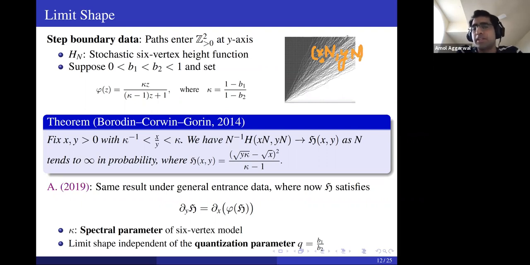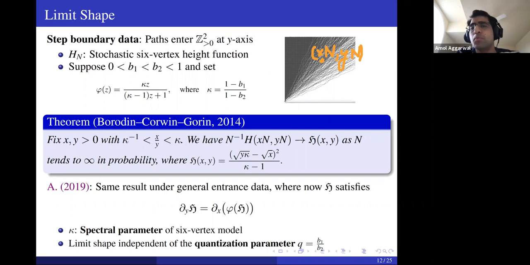And its height function is going to scale like n, because if your coordinate is scaling like n, you can imagine that there will be around n paths to the left and to the right of it. So if I divide that out by n, then it will converge to some limiting height function h of x, y as n tends to infinity. And here h of x, y is given by this explicit quantity, root y kappa minus root x, squared, over kappa minus 1.